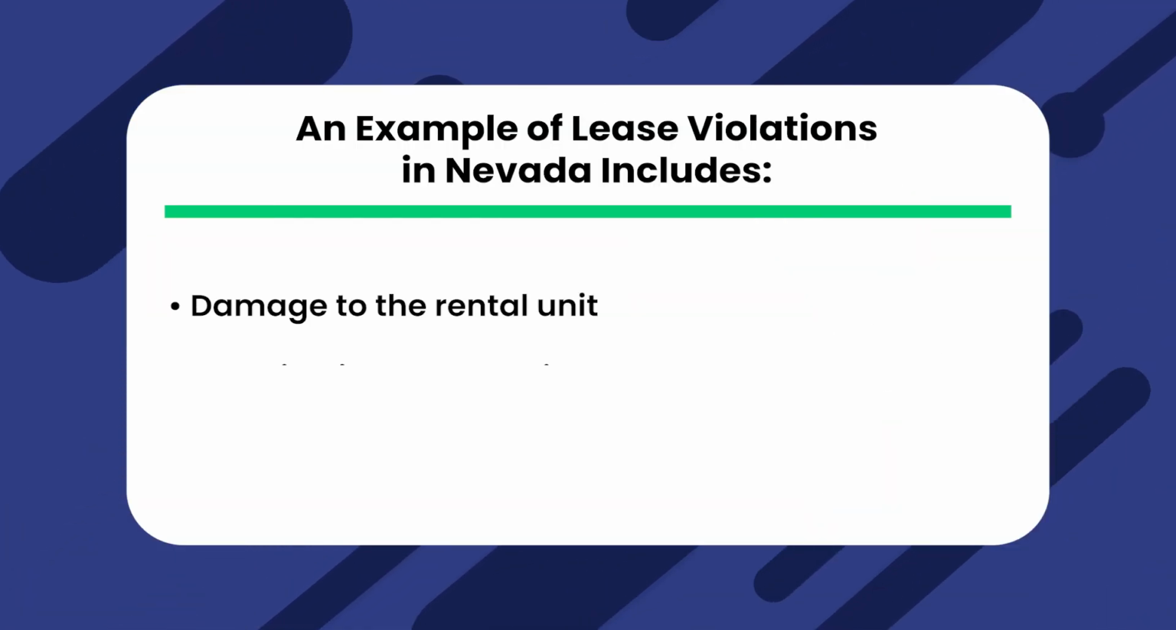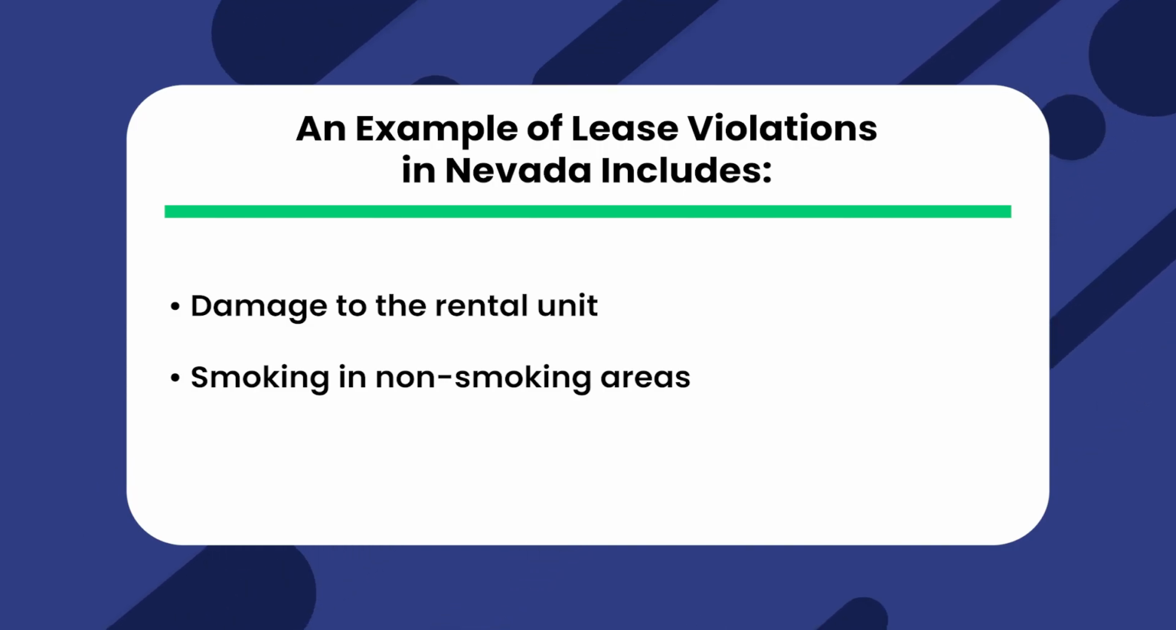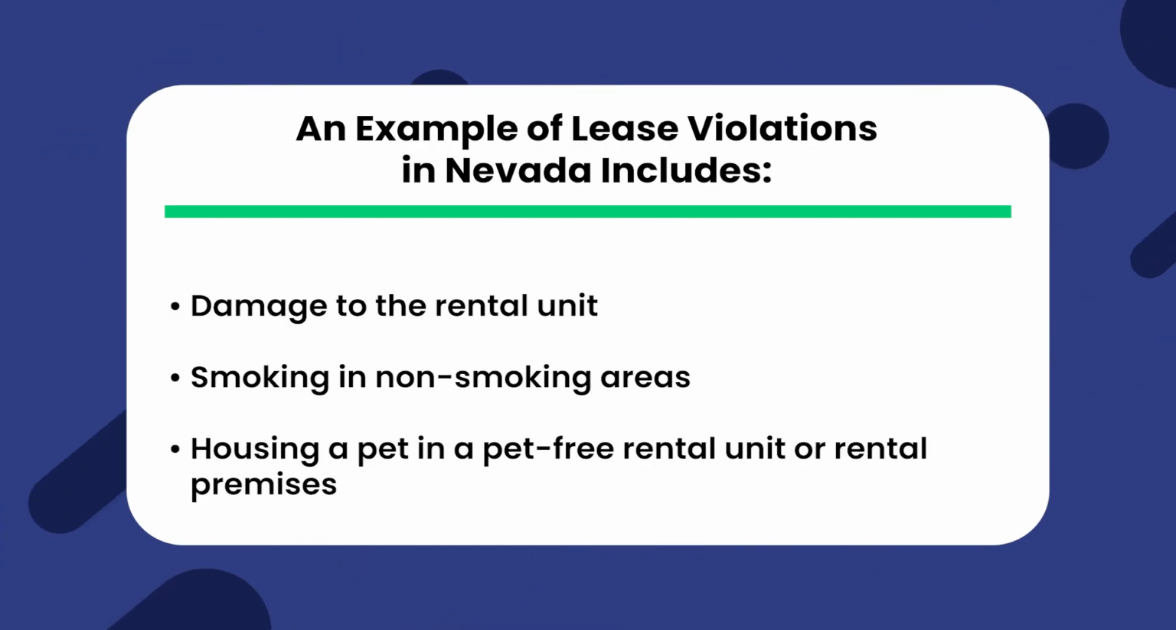The landlord must give them a 5-day notice to comply. This allows the tenant 5 days to cure the lease violation or move out of the rental property. Examples of lease violations in Nevada include damages to the rental unit, smoking in non-smoking areas, and housing a pet in a pet-free rental unit. The landlord may continue with an eviction action if the tenant remains inside the rental unit after the given notice period.